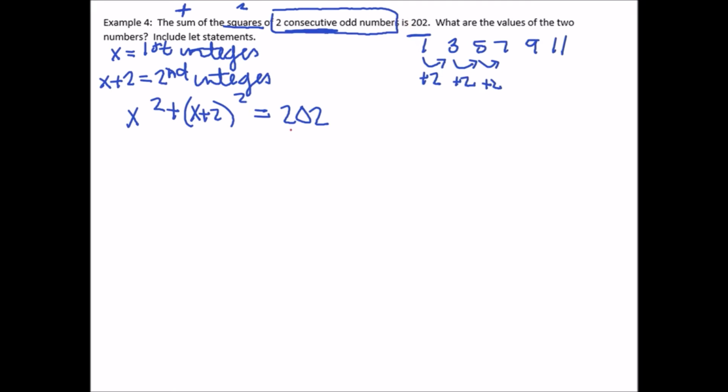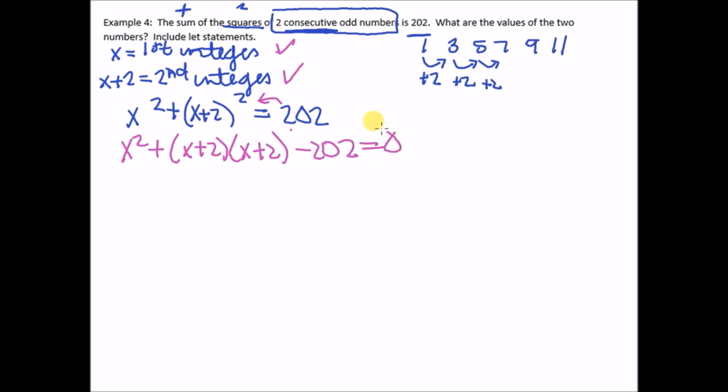So now let's read the rest of the question. What are the values of the two numbers? Include let statements. So we included let statements. Let's just solve for x now. In order to solve for x, we have to collect everything on one side of the equation. So we're going to bring the 202 over, and this (x plus 2) squared needs to be FOILed. Okay? 202 becomes negative 202. So let's FOIL that.